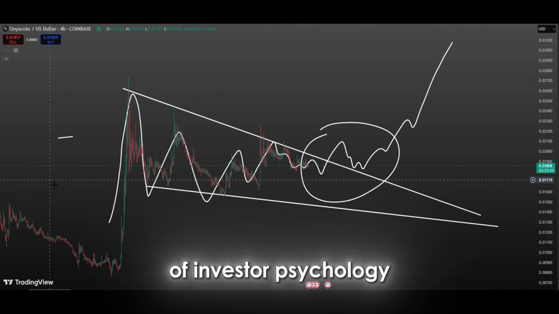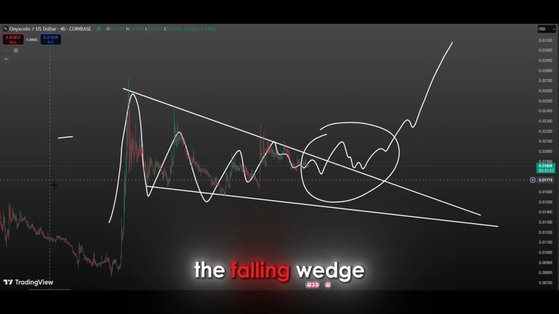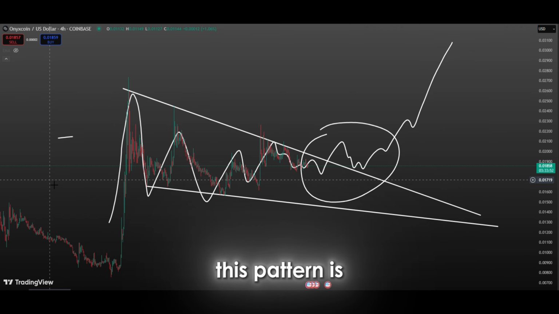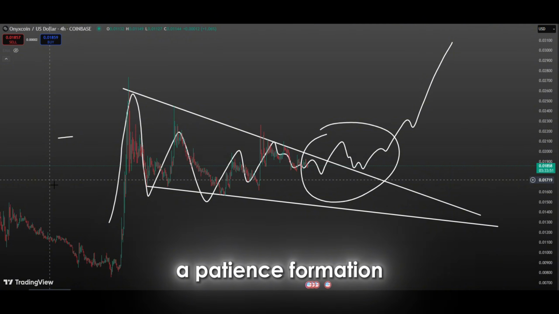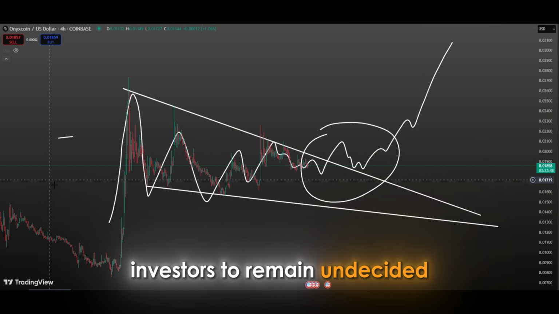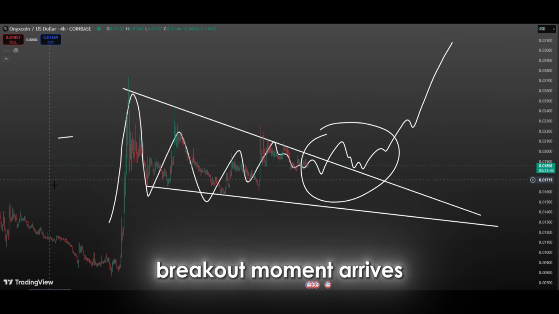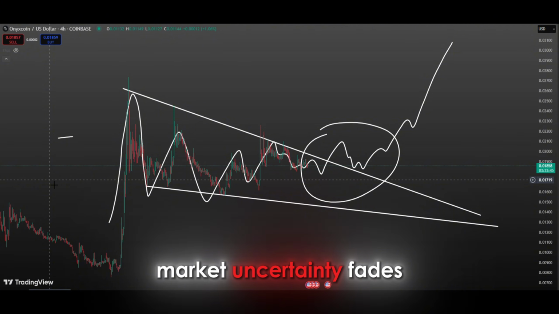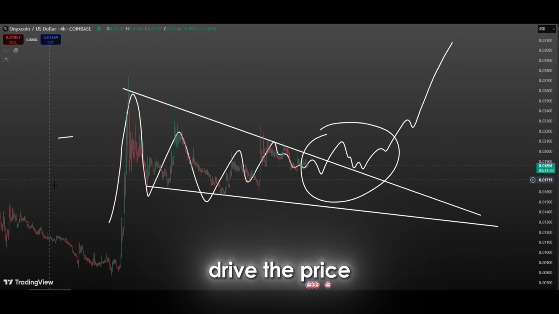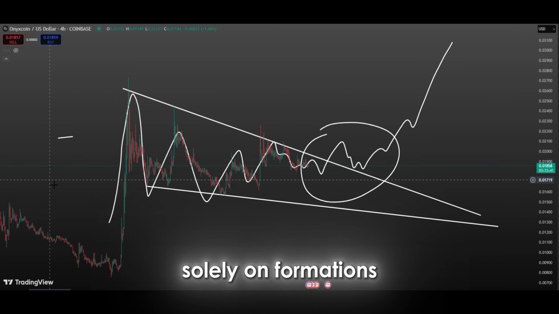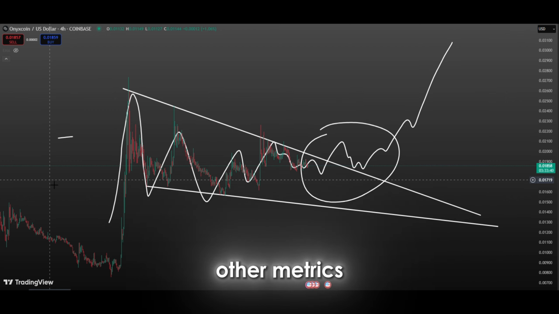From the perspective of investor psychology, the falling wedge formation is quite notable. This pattern is also known as a patience formation. The gradual narrowing of price movement causes many investors to remain undecided and move to the sidelines. However, when the breakout moment arrives, market uncertainty fades and rapid buying waves drive the price sharply in a new direction. But we cannot make decisions based solely on formations. Let's now take a look at other metrics.